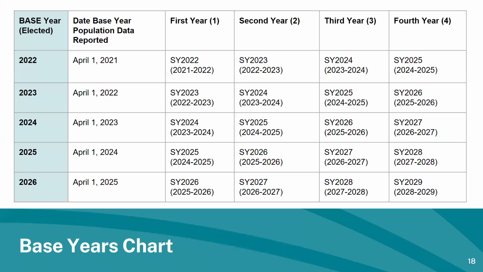On the next page, we have a chart that demonstrates, when you elect a base year, what years you would be able to continue to run off of that same base year. So if you elect a base year of 2026 this year, then you'd be using data from April 1st, 2025, and you could continue to use that base year data for school years 2026, 27, 28, and 29. If you're using an older base year right now, this chart also explains which years you would be able to use that data.